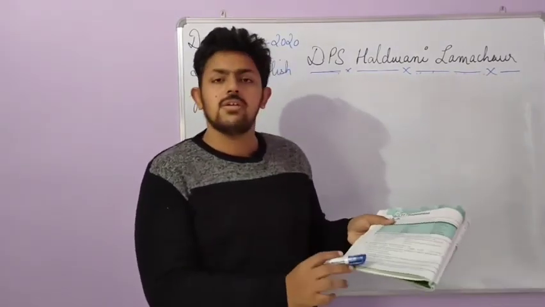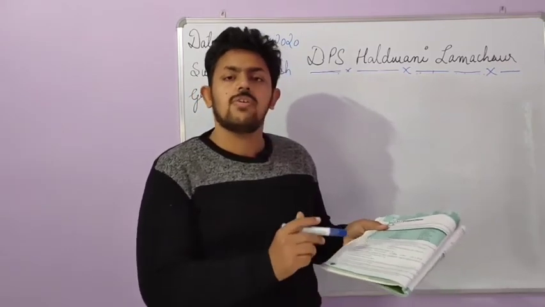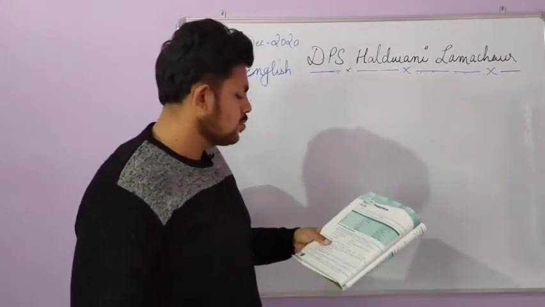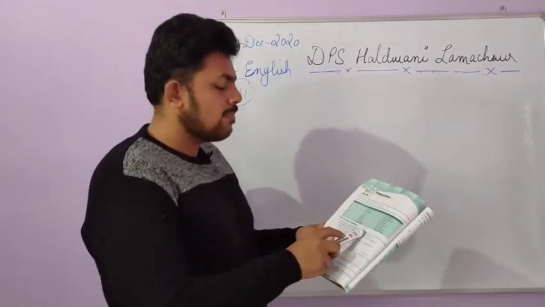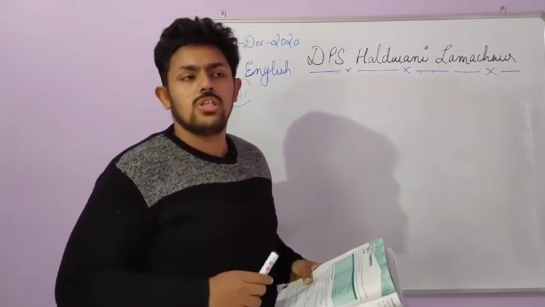You can see page number 70. There are a few rules written. These are very important rules. You have to understand them. See the first rule. Some sentences take prepositions at the end of them, but try to avoid using them.